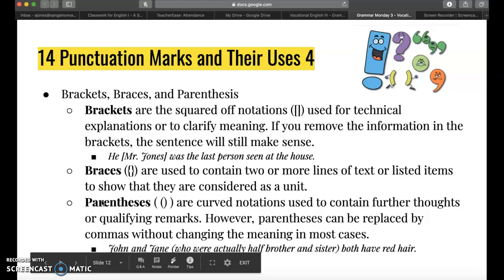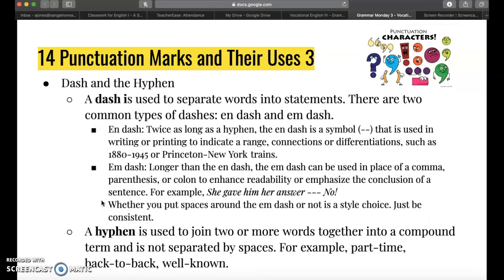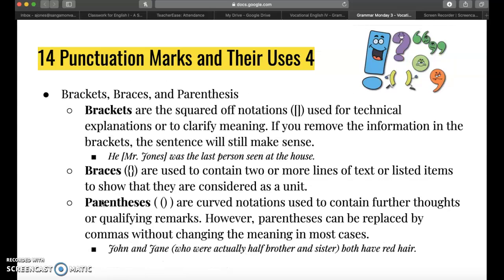All right, next we have brackets, braces, and parentheses. Before that we have dashes. A dash is used to separate words into statements. There are two common types of dashes, an en dash and an em dash. A hyphen is used to join two or more words together into a compound term and is not separated by spaces. For example, part-time, back-to-back, and well-known.